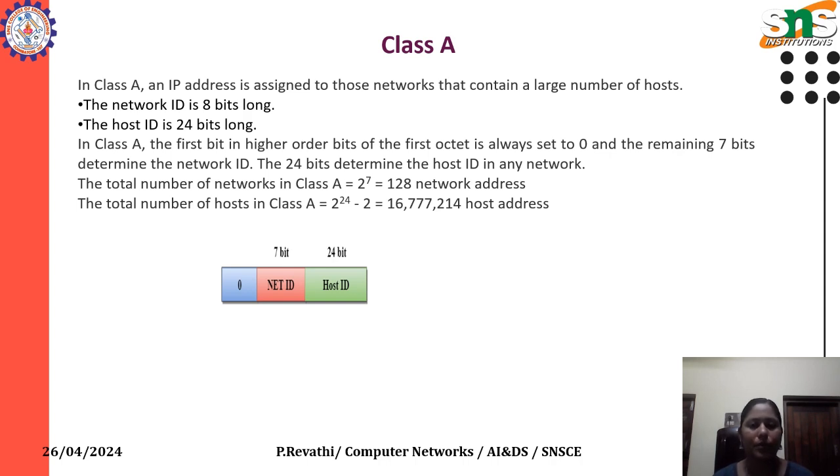The total number of networks in Class A is equal to 2 power 7, equal to 128 network addresses. The total number of hosts in Class A is equal to 2 power 24 minus 2, that is 16,777,214 host addresses.